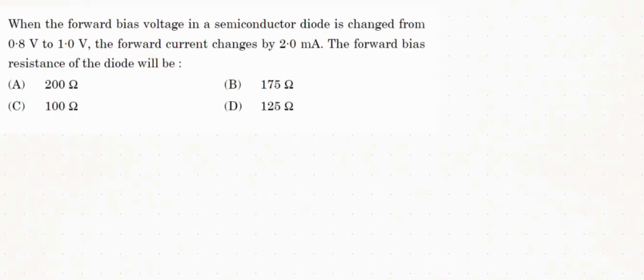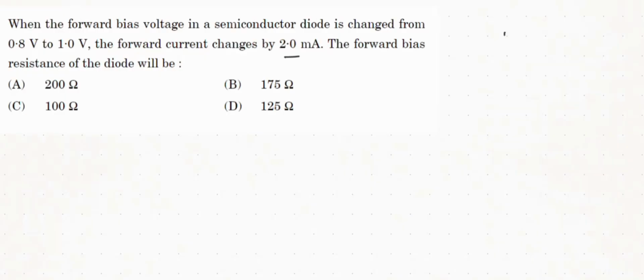Welcome everyone. The question shown on the screen says that when the forward bias voltage of a semiconductor diode is changed from 0.8 volt to 1 volt, the forward current changes by 2 milliampere. So the change in voltage and the change in current are given. The forward bias resistance of the diode will be: 200 ohm, 175 ohm, 100 ohm, or 125 ohm.